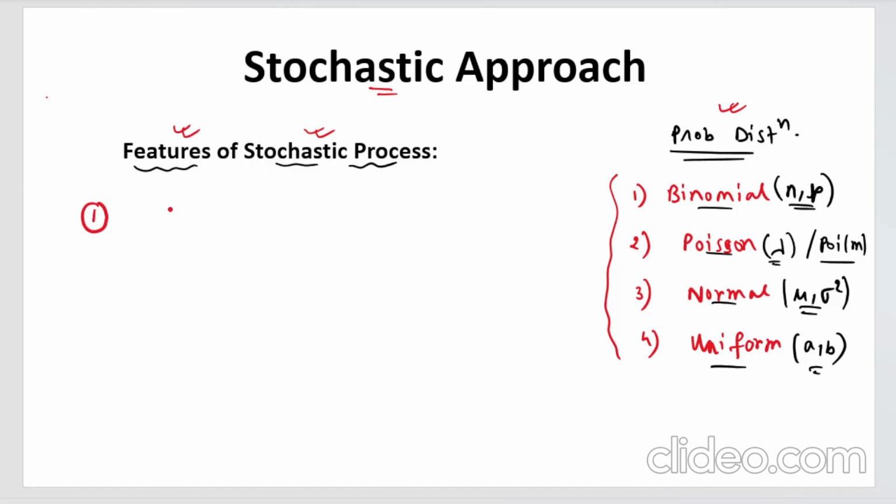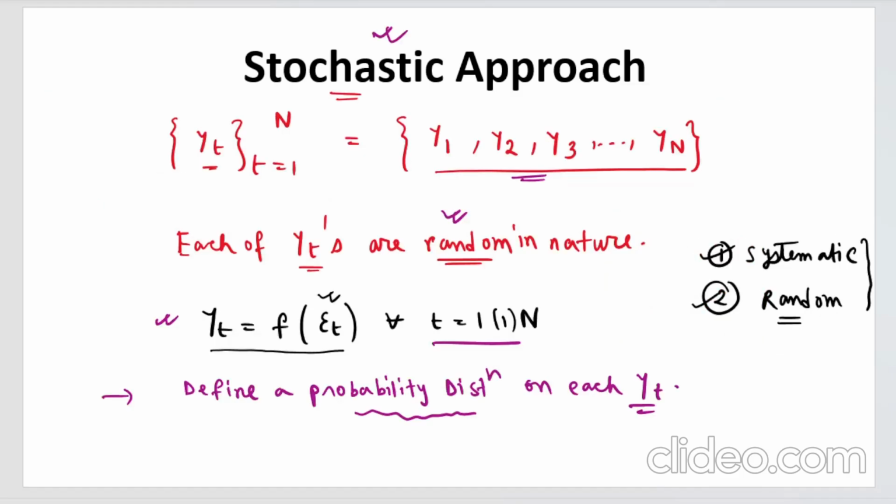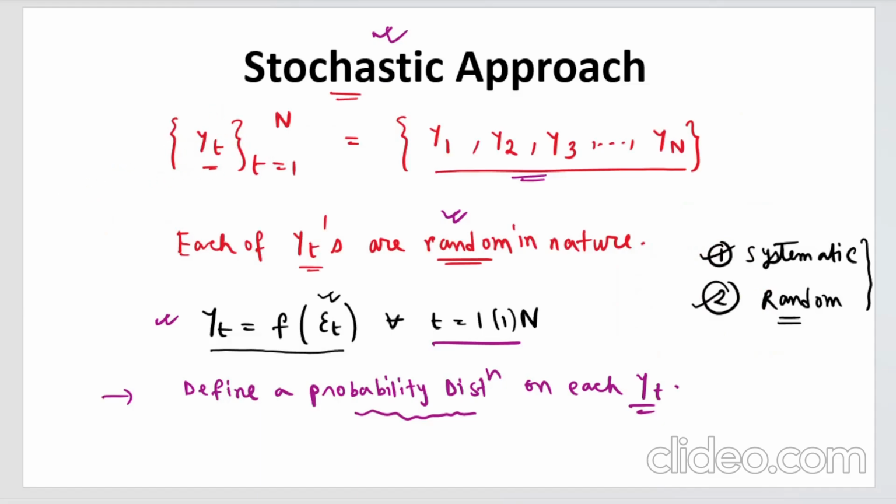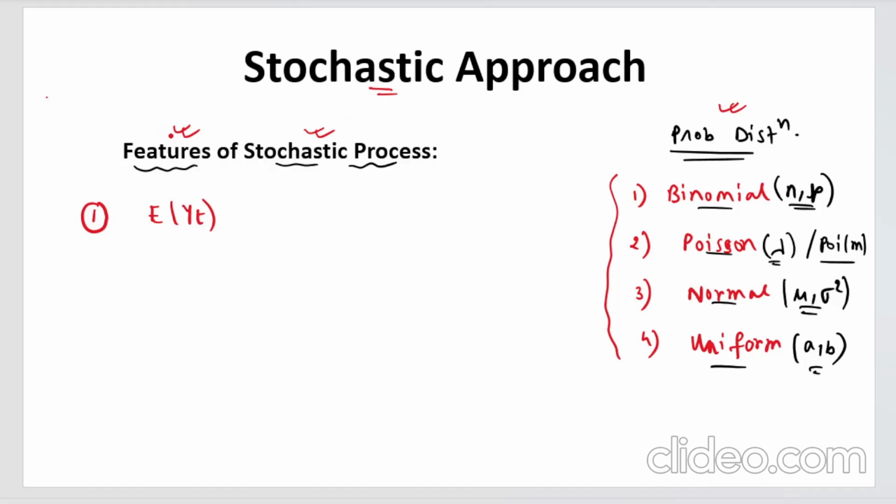Any probability distribution or stochastic process is nothing but a probability distribution that I have told you here, right? So whatever features you know of this distribution will also apply to stochastic approaches. So let's start with these features. The first feature will be the expected value of yt. So yt is your stochastic process that I have defined. So the first feature that we need to know in order to understand the stochastic process better is the expected value of yt.